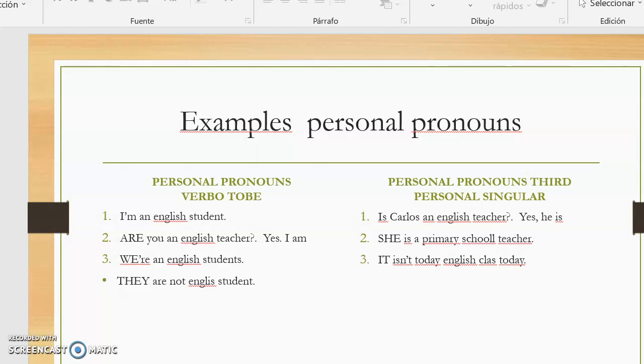Personal pronouns, third person singular. 1. Is Carlos an English teacher? Yes, he is. She is primary school teacher. It is no to the English class.